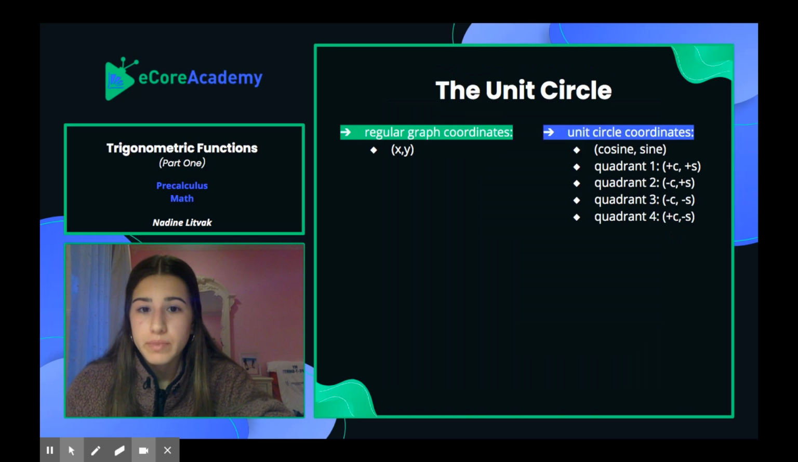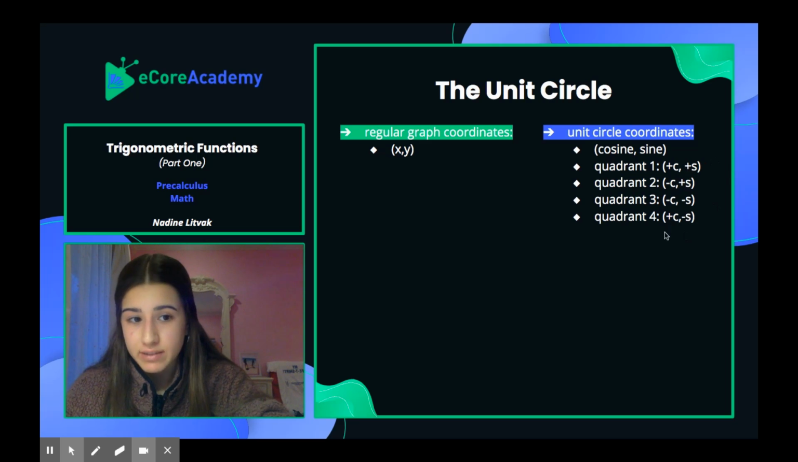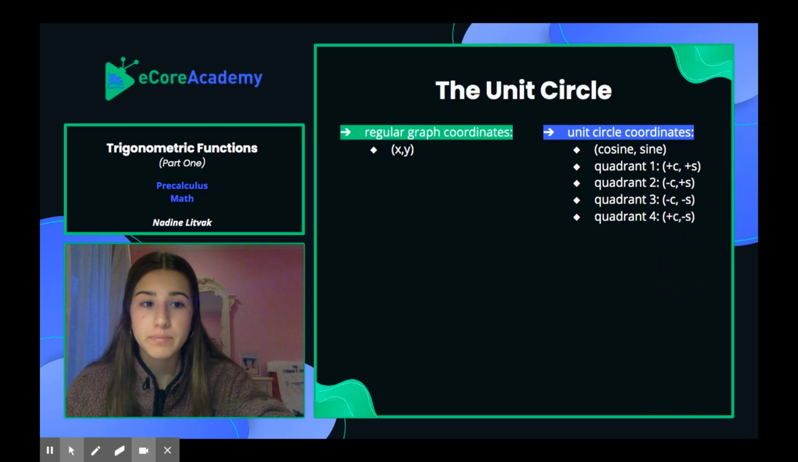The regular graph coordinates that you already learned in Algebra 2 and previous math courses are x, y. However, on the unit circle, those coordinates are cosine, sine. So x is cosine and y is sine. And I'll be showing you these positive and negative values of the quadrants on the next slide.